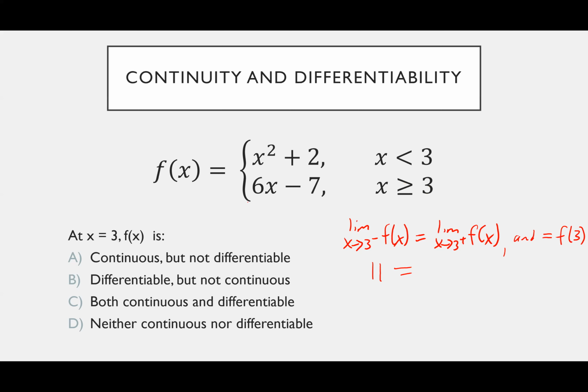What happens if you plug 3 into this bottom equation? 11. Also 11. If we are equal to 3 exactly, do I need to use the top function or the bottom function? The bottom function. Bottom function, which is 11 again, because we already calculated it for being greater than 3. So everything is 11, and I can say that the function is continuous at x equals 3.